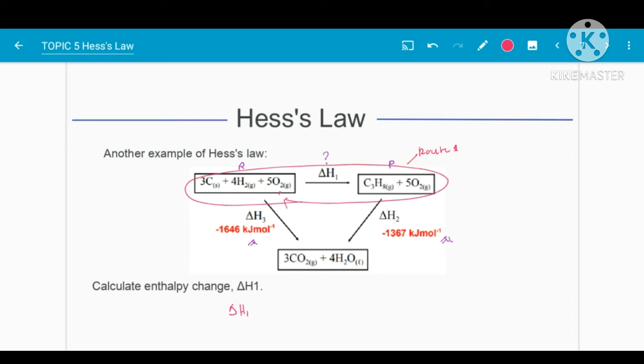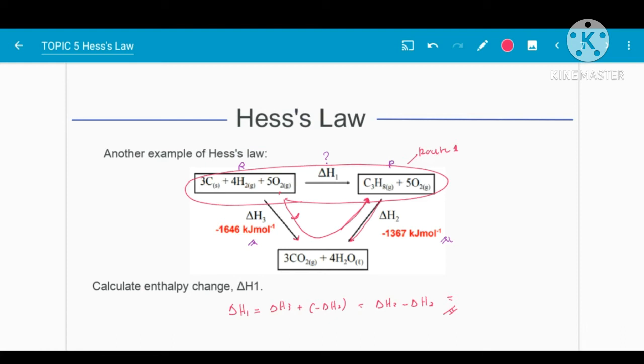So delta H1 equals, now from the same return moving to the same product, the direction is equal for delta H3, so plus, but the direction is the opposite way for delta H2, so negative delta H2. So delta H1 equals delta H3 minus delta H2. This is the formula for how to calculate.